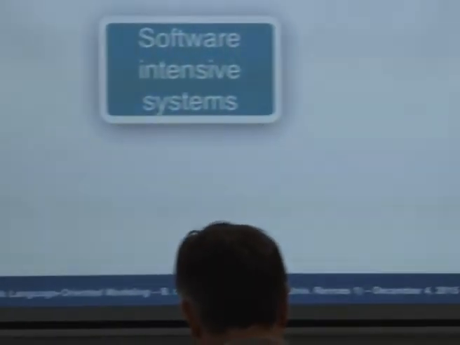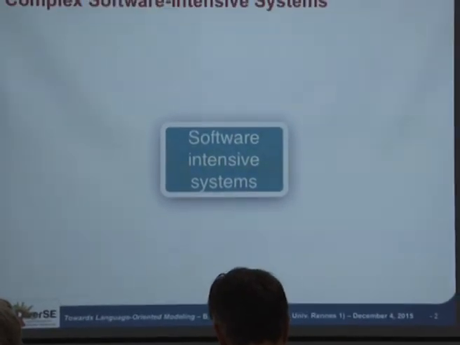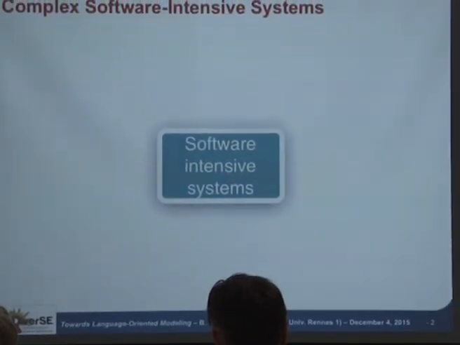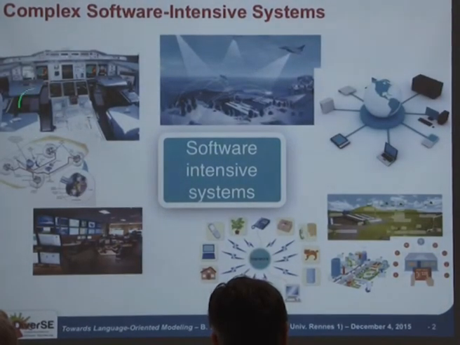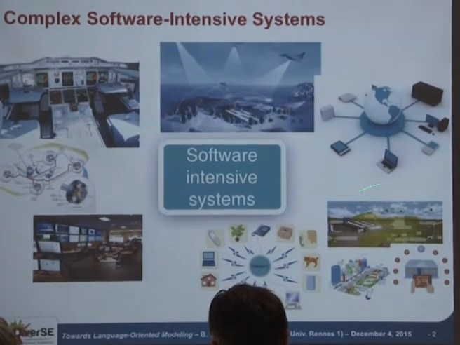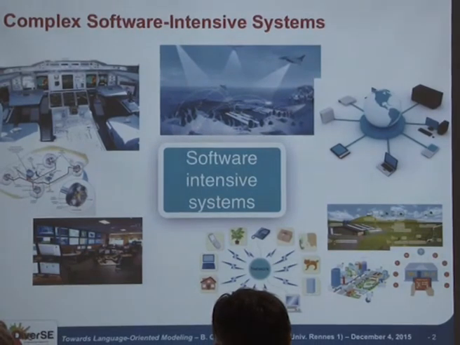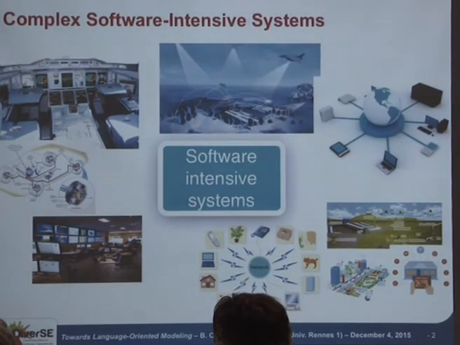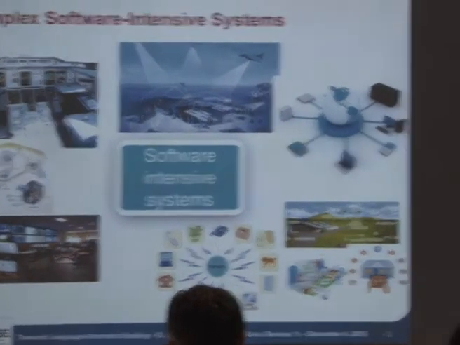So let's start with some details about the application context. As a software engineer, I'm mainly interested in complex software-intensive systems that range from safety-critical embedded systems to systems of systems, distributed systems, and all the new kinds of smart technologies ranging from Internet of Things to cyber-physical systems. And in all those complex systems, I'm mainly interested in a very fixed set of properties.